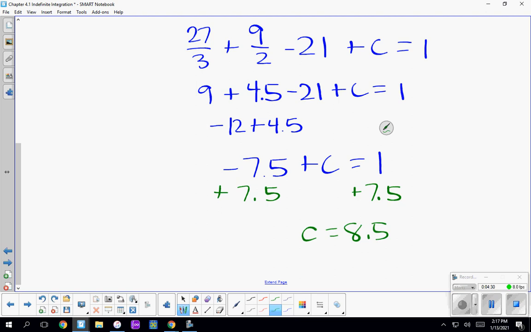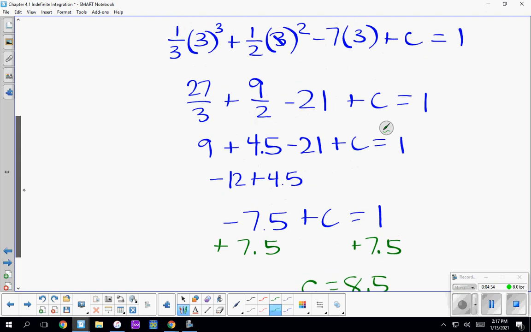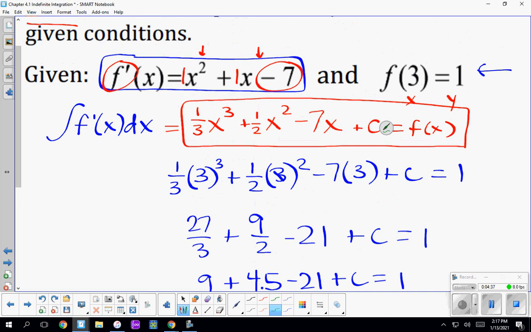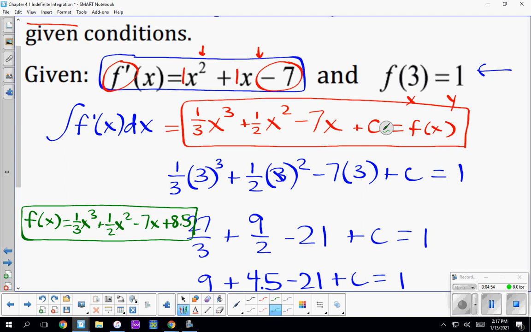So once we have that particular c value, that just means one specific solution, we plug that into our general solution. So remember, our general was here in red, and our particular is going to be the same thing, only it's going to have that c value. So I have 1/3 x cubed plus 1/2 x squared minus 7x plus 8.5. And this is the particular solution in this form that goes right through this ordered pair.